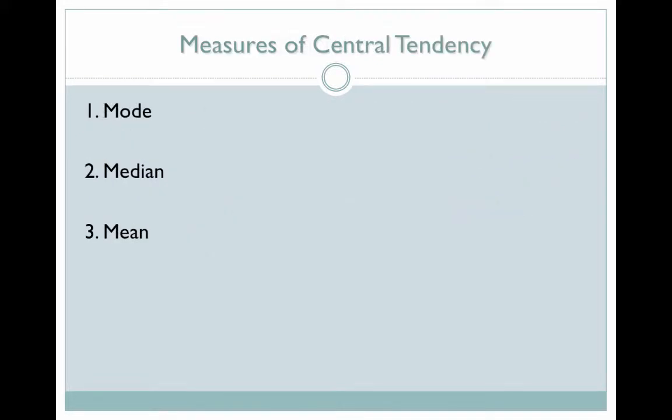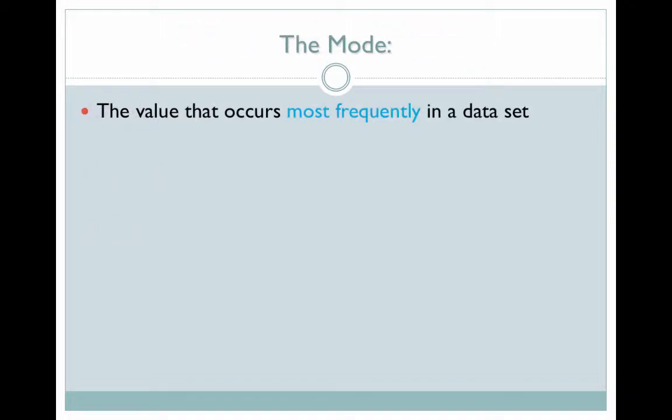Now, measures of central tendency probably will seem somewhat familiar to you, some more than others. One is the mode. The next is the median, and then finally the mean. Now, the mode is the value that occurs most frequently in a data set. It just lets you know what happens most often.